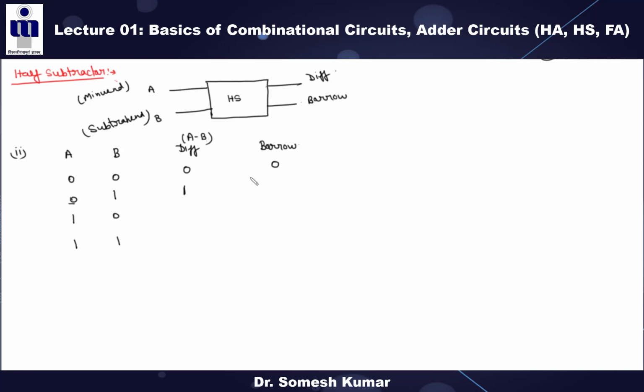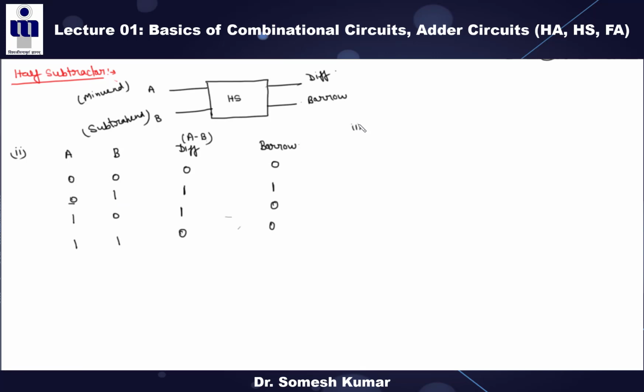Because A is lesser than B, we have to take the borrow from some previous stage. Clear? So borrow is also 1 in that case. So 1 minus 0: difference is 1, borrow is 0. 1 minus 1: difference is 0, borrow is also 0. So this is your truth table of the half subtractor.